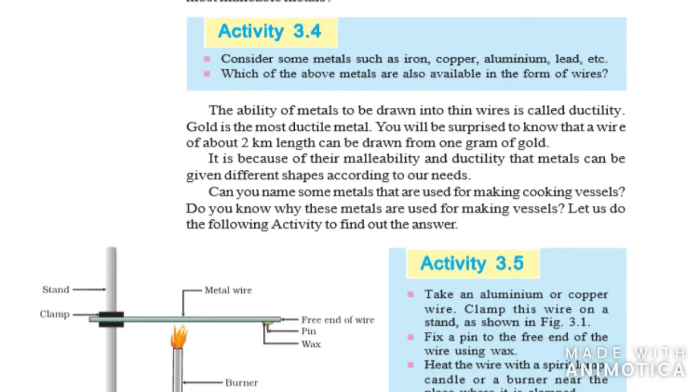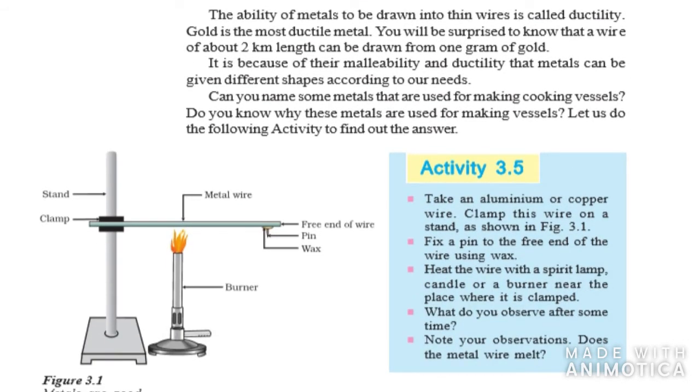Next is the ability of metals to be drawn into thin wires, which is called ductility. Ductility is the fourth one. Those metals which can be drawn into thin wires are known as ductile. Now, mark this point. This is very important. It can come under MCQ. Gold is the most ductile metal. So remember this, or mark this point as a very important part of it.